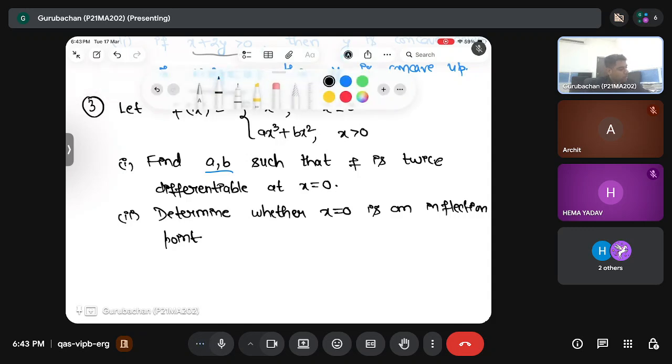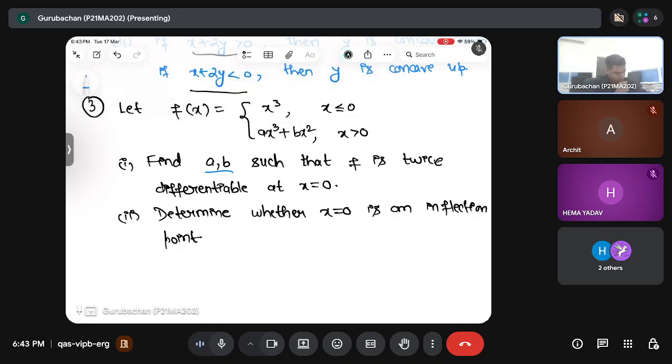So try this one. The first part is easy. We have done a lot of questions in the previous tutorials when we were doing continuity. So try this one.